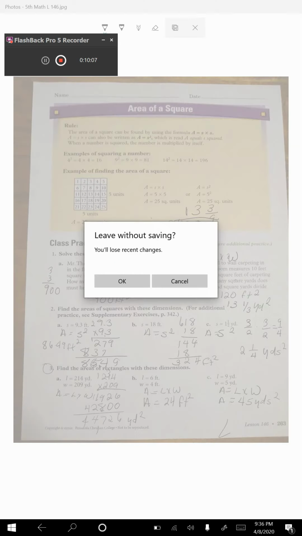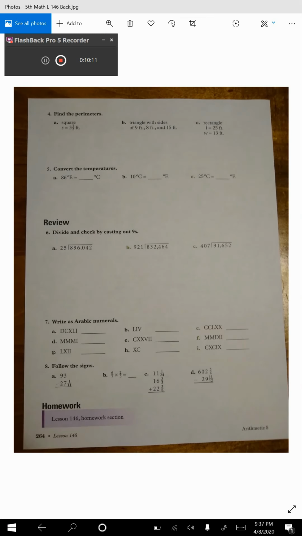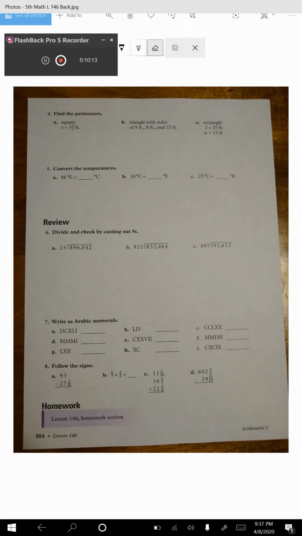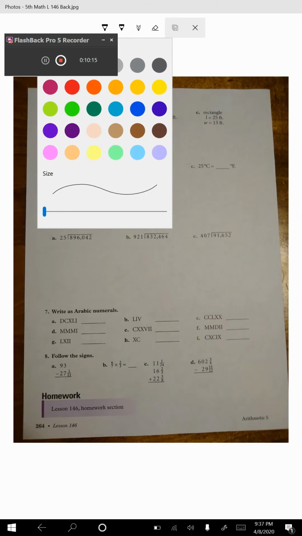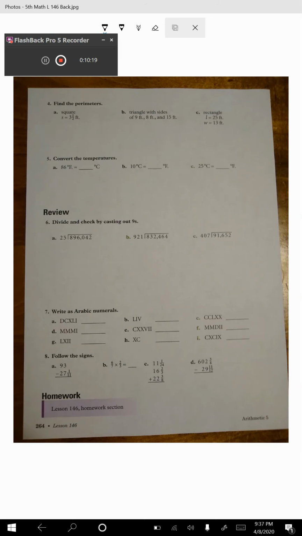Okay, I'm going to turn to the back now. Oh, I can't see. I'm just going to go like that. All right, so now let's find perimeters. Perimeter of a square is 4 times the side. Write that there. Or S times 4, either way. Get you the same thing.